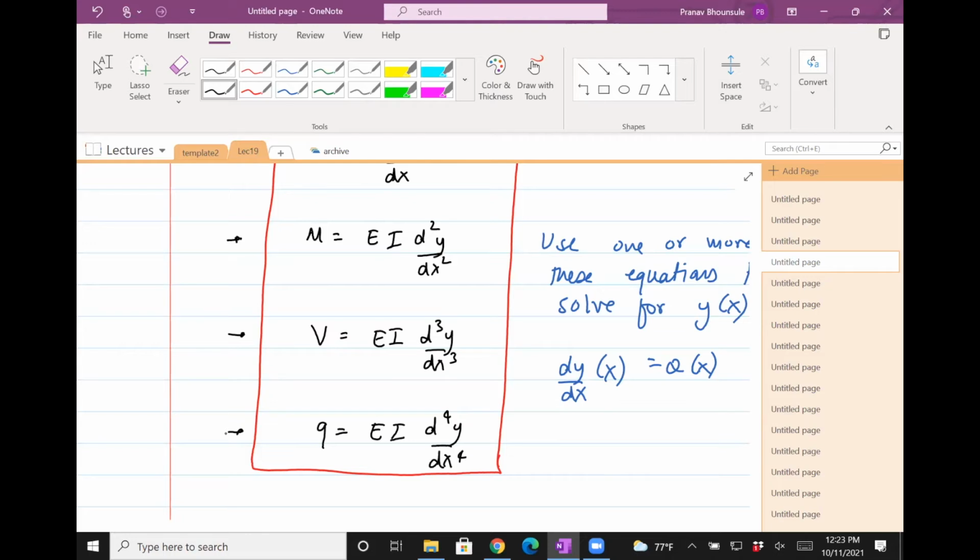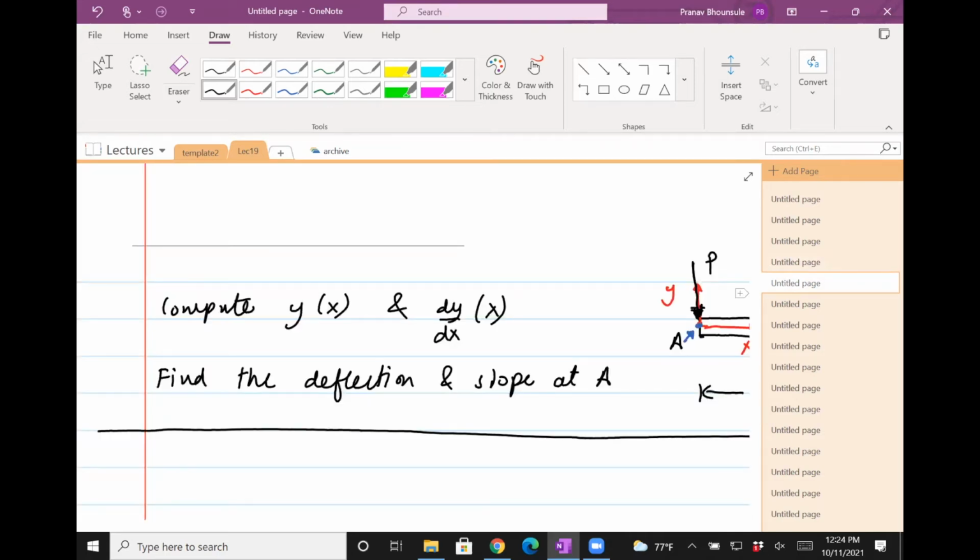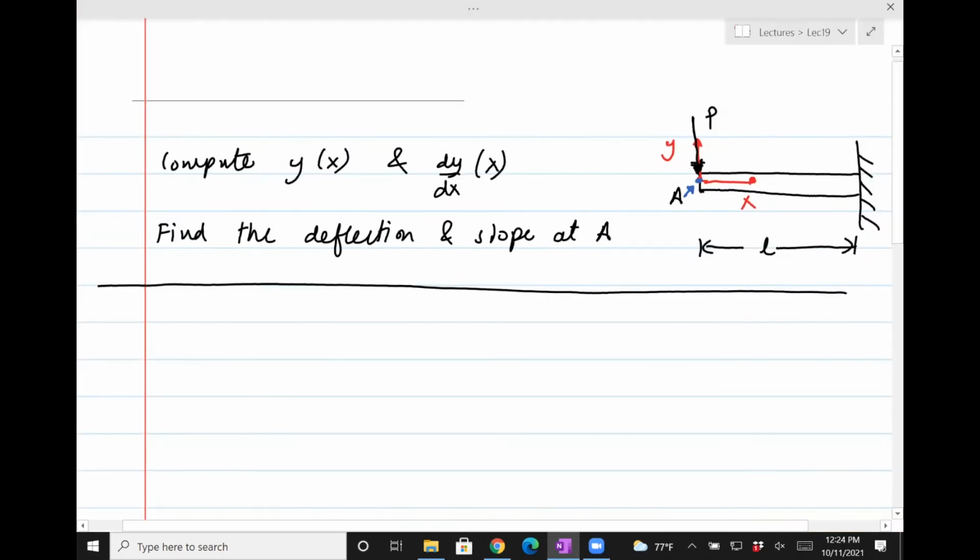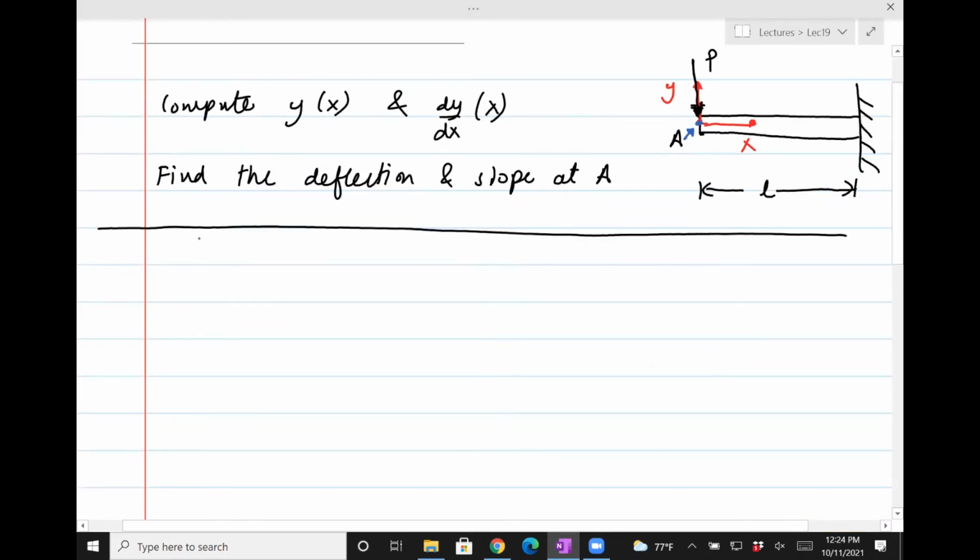Now, though you could start with any of those 3, it looks like the easiest one is probably the first one, M equals EI d square y by dx square, because I only need to integrate twice, which means that when I do the integration, I have two constants of integration, which I need to evaluate. So I'll just stick with that. But remember that you could use either of these 3 formulas and proceed, and your answers will be the same. So let's start with this formula.